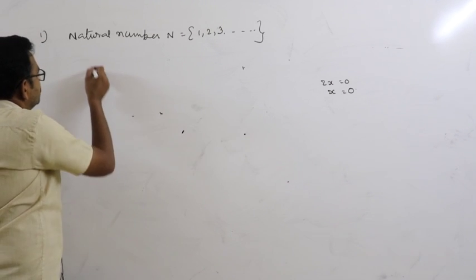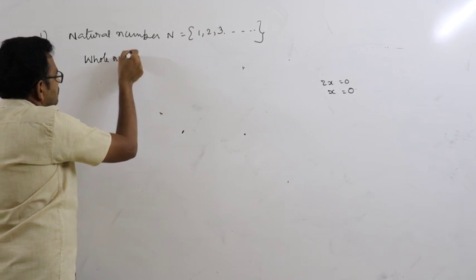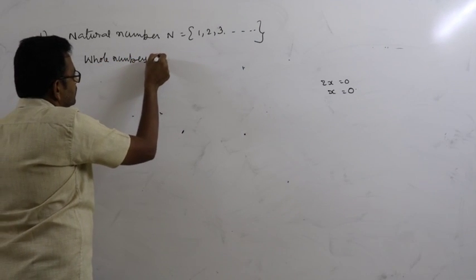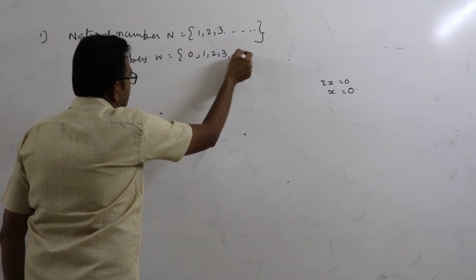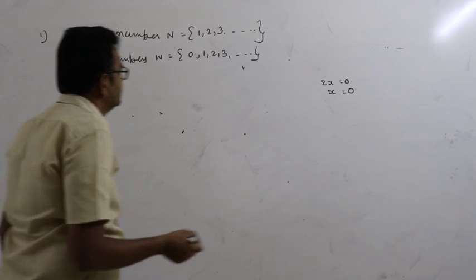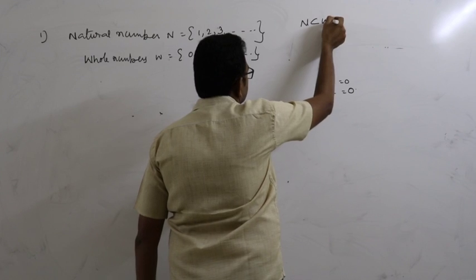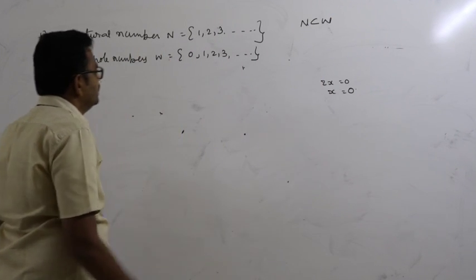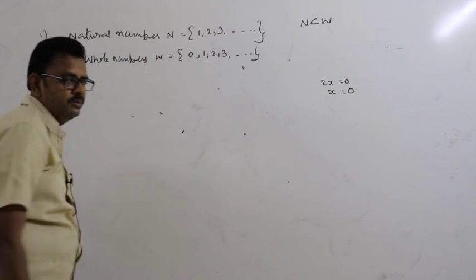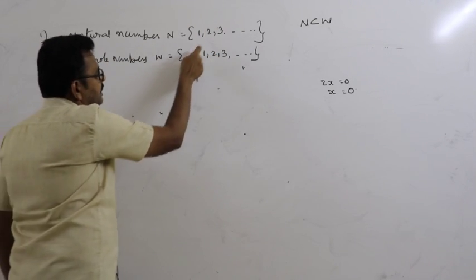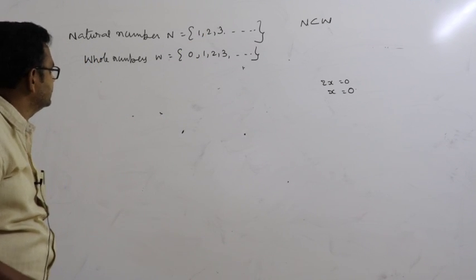So that means what? Whole numbers, denoted by W. This includes 0, 1, 2, 3 and so on. You observe that N is a subset of whole numbers. That means every natural number is also a whole number, but the converse is not true. 0 is a whole number, but it is not a natural number. Compared to N, whole numbers is the bigger set.